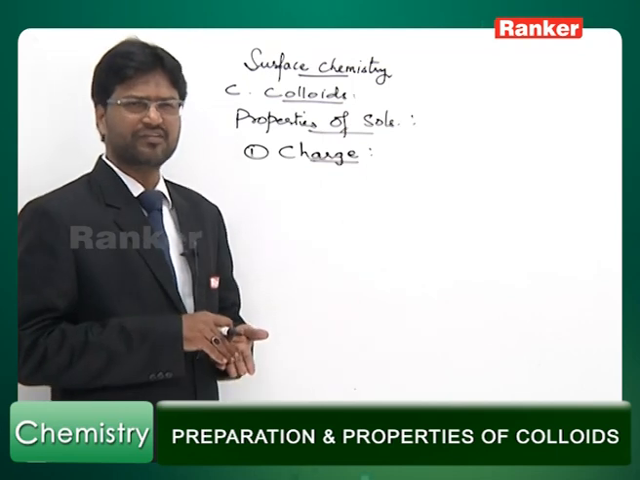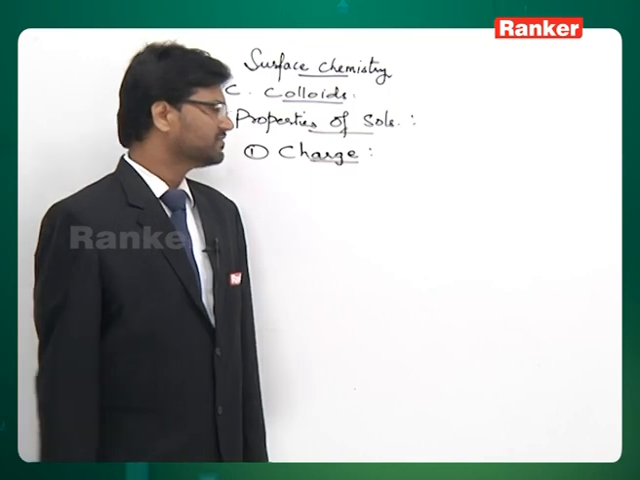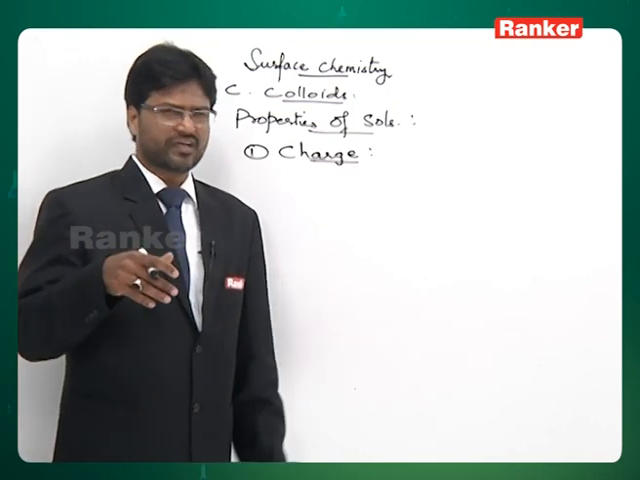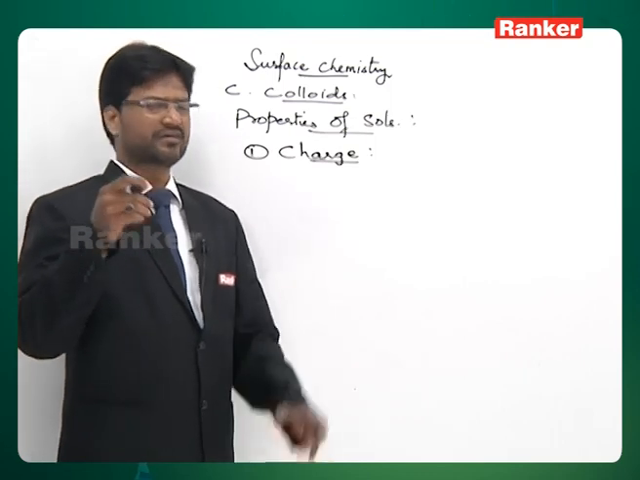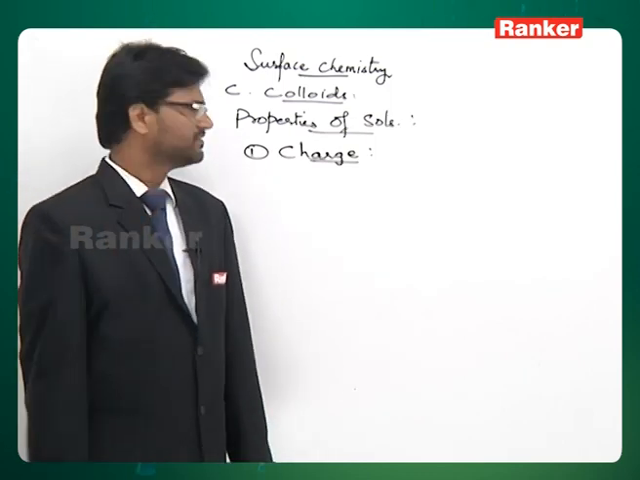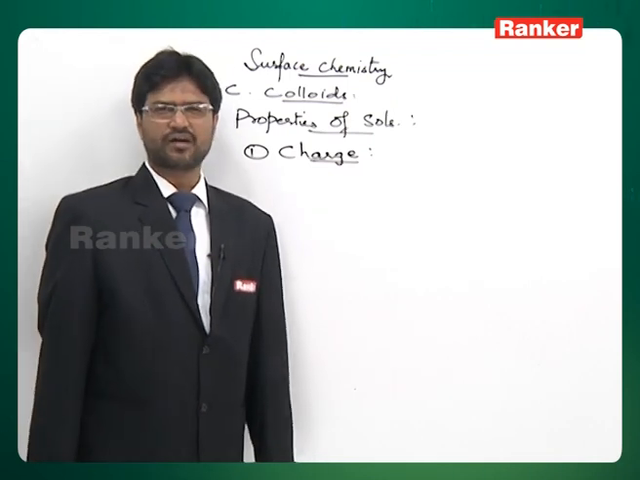One reason is preferential adsorption of a particular type of ion on the surface of colloidal particles. Another reason is during electrode dispersion, that is the arc method, the electrons get adsorbed on the surface of metal particles, and you get a negatively charged sol when you prepare a metal sol with the arc method.